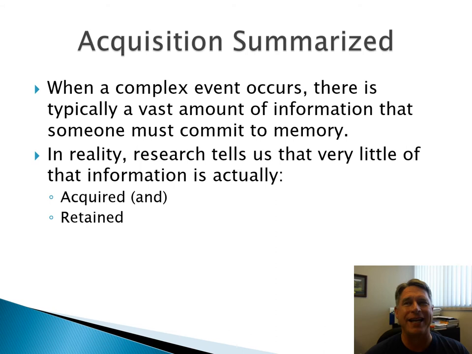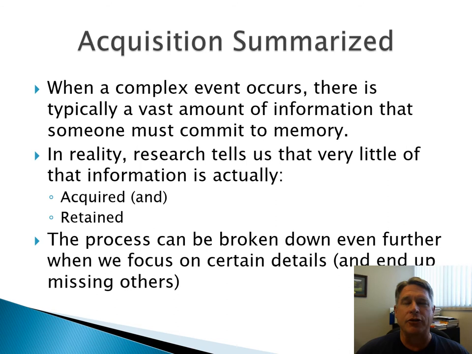The truth of the matter is that this whole process, we're not very good at committing things to memory. And what we do commit to memory, we tend to focus on certain details. And sometimes those details matter, and sometimes they don't. They're irrelevant. And so we end up missing important things because we don't think them important enough. No one consciously says to oneself, hey, I've just witnessed a crime. Let me go ahead and commit to memory this factor, this factor, this factor, and this. We don't think in those terms. And because of that, we can miss things. So this is one of the big problems with acquisition.